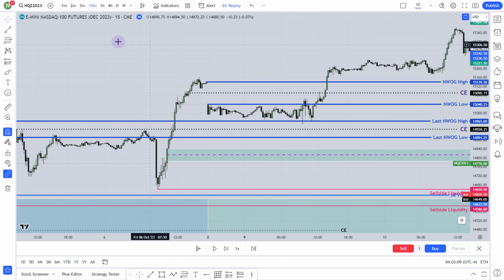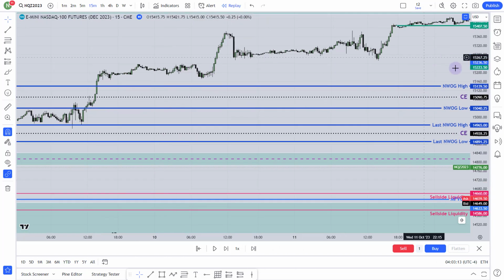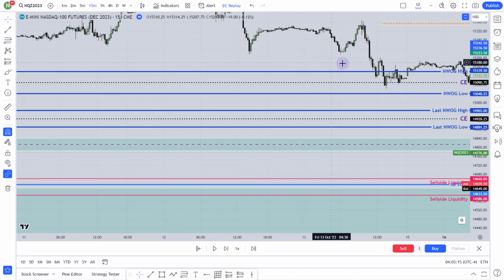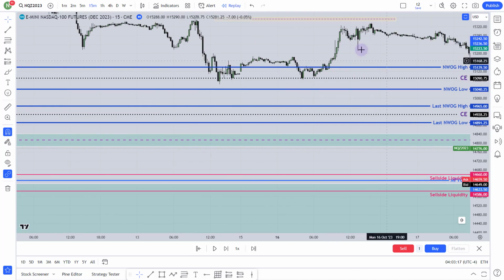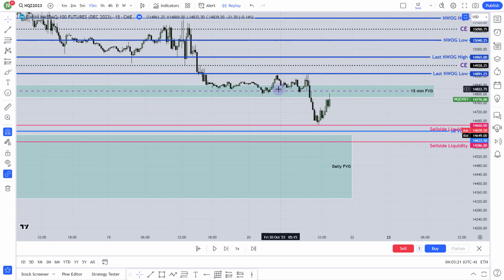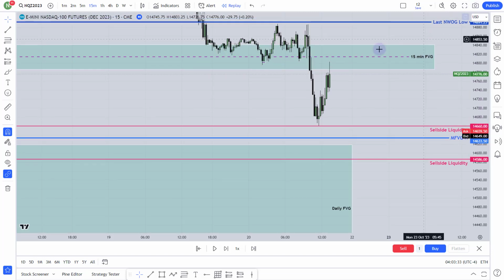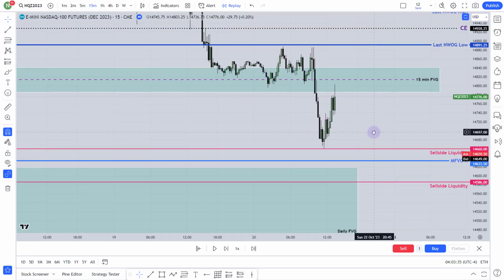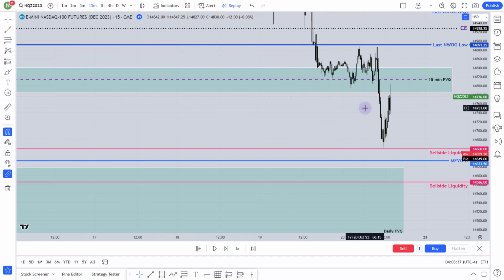This is the 15-minute chart for Nasdaq. Price went higher and it has traded all of this area. I am not interested to talk about all of these things. When price came back over here, it tried to respect the 15-minute fair value gap and then failed. Instead, it went lower, through this 15-minute fair value gap. Now this 15-minute fair value gap will work as an inversion fair value gap.